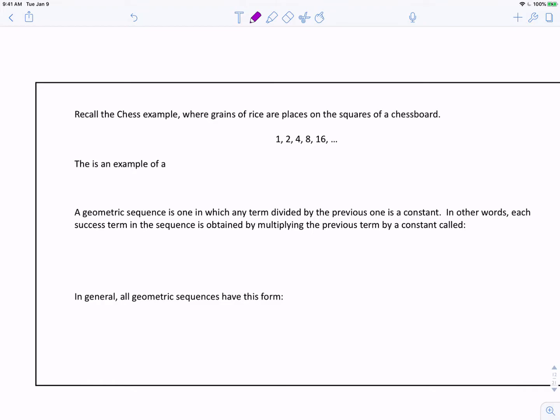So we've talked about this chess example before, where the grains of rice are placed on the squares of a chessboard. On the first square, they placed 1 grain. On the second square, they placed 2. And then they just kept doubling it every time. So this is an example of a geometric sequence.